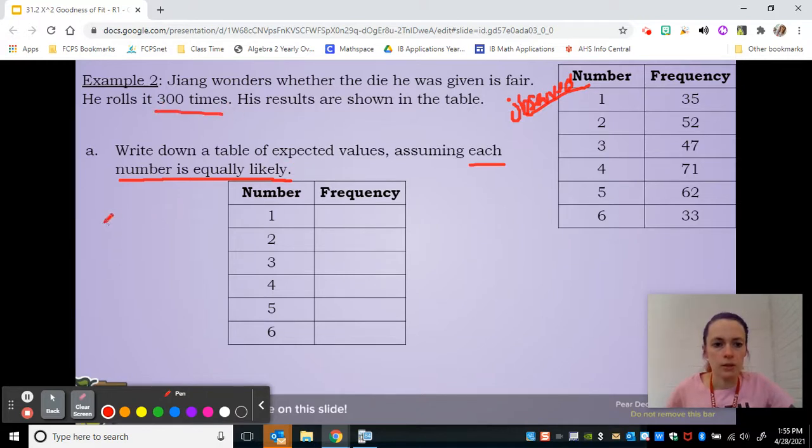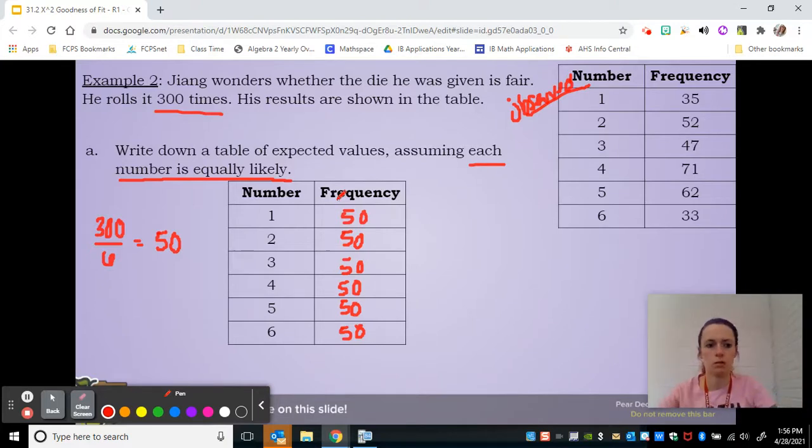He rolls it 300 times. So very similar to our days of the week. Since I have 6 values here for my 6 sides of the die, I'm going to divide that 300 by 6, and I'm going to get that each side, the frequency would be 50. So again, if it's equally likely, same frequency all the way through the table.